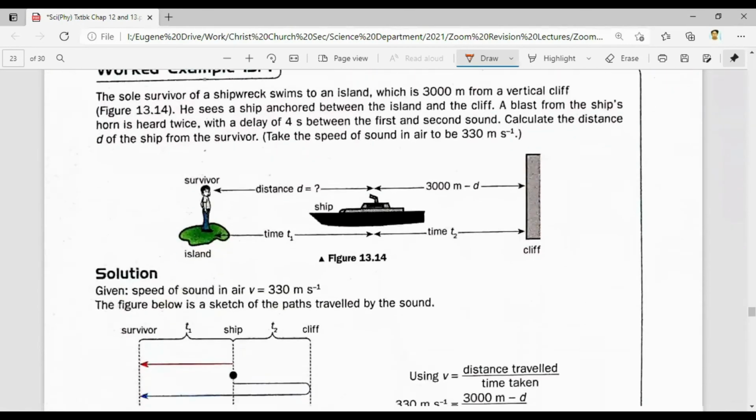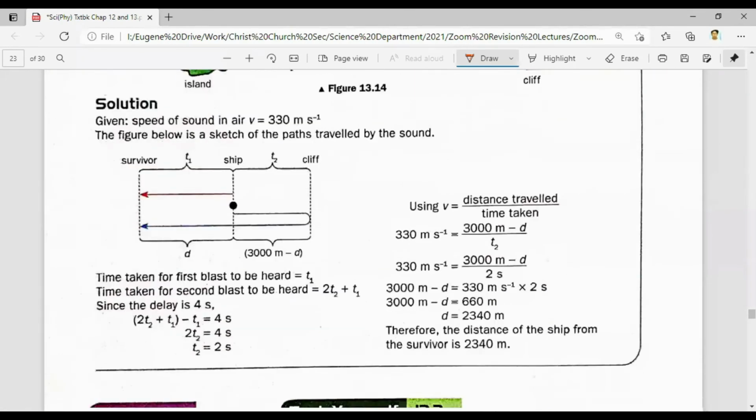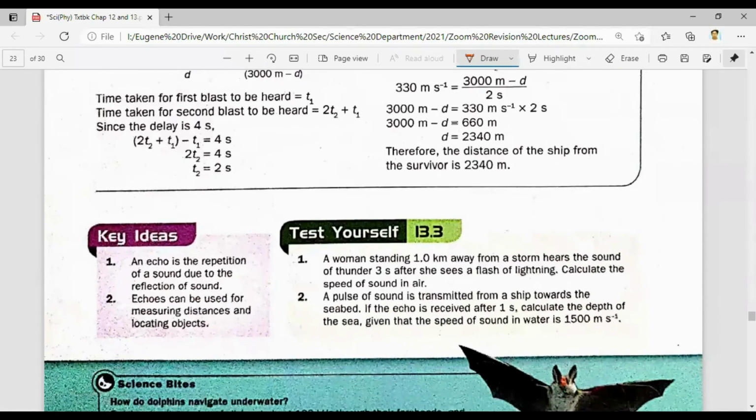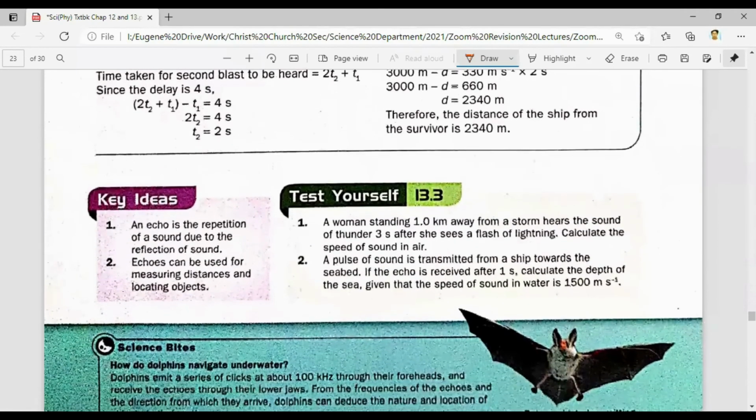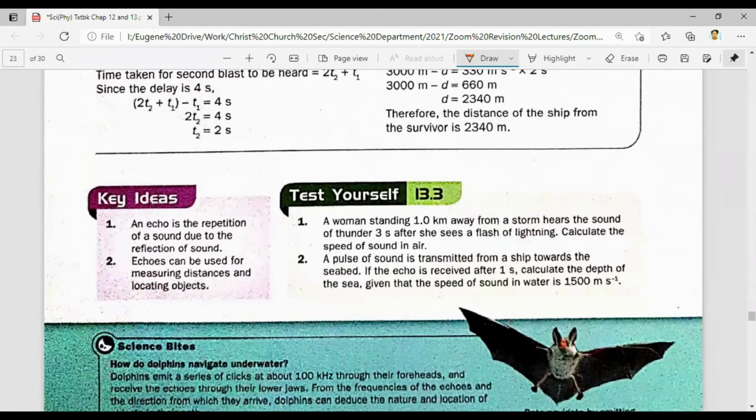So there are many more examples of using the idea of echo to detect sound. Key idea: a lot of examples here. I think in your worksheets and also the TYS, you realize that this calculation of distance using sound is quite a common thing that you see. So do make sure you know how to do such a calculation.